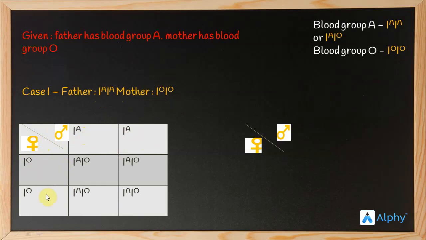IA-IA, IO-IO. Now, when we look at the offspring, we find that all of them have the IA-IO combination, which means they all will have blood group A. Since A is dominant over O and a single copy is enough, these all will form blood group A. Now coming to case 2, where the father is heterozygous and the mother is already given. The father is heterozygous, which means IA-IO combination.